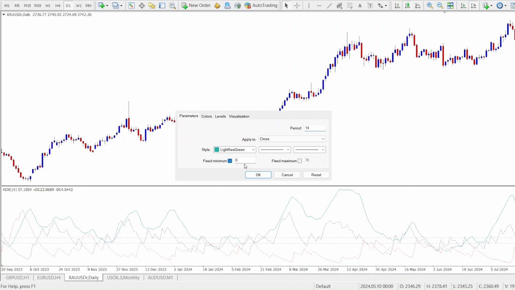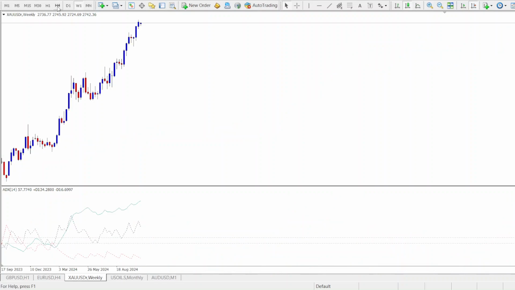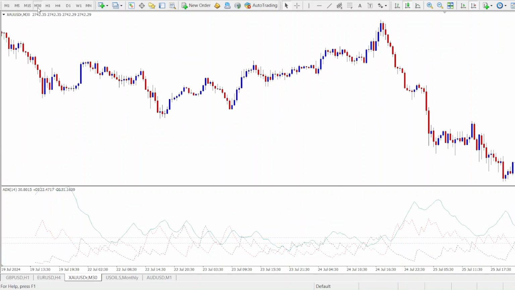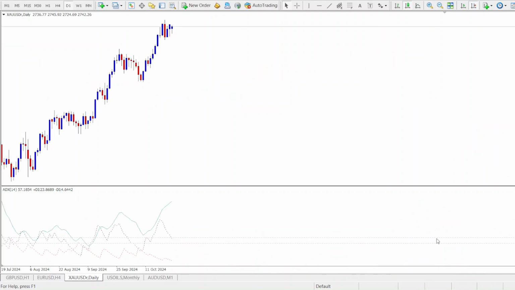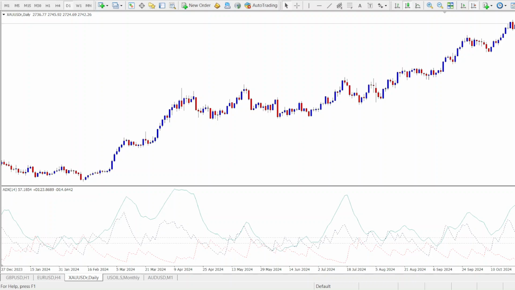Or let me just use fixed minimum and fixed maximum. I don't think it's going to change anymore. You can see it's no longer changing, right? So we're just going to use the highest value as 70. Now you can see that the indicator is ranging from 0 to 70. Now, higher values mean stronger trends. Basically, that is just the interpretation. Higher values mean stronger trends, while lower values indicate a weaker trend or a choppy market.